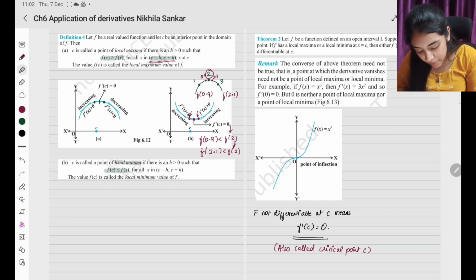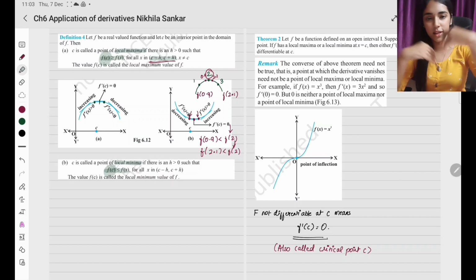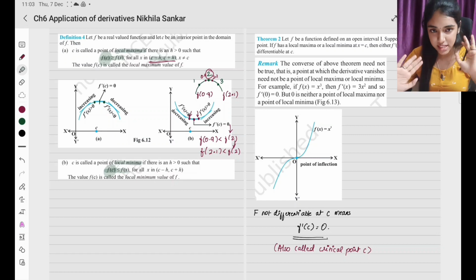So local minima means that particular point is going to be the minimum value. Local maxima means, when we find the point f of c, c is called the critical point. So when we find it, if that is the highest value of all the f of x, it is going to be the local maxima. Highest maxima, lowest minima.